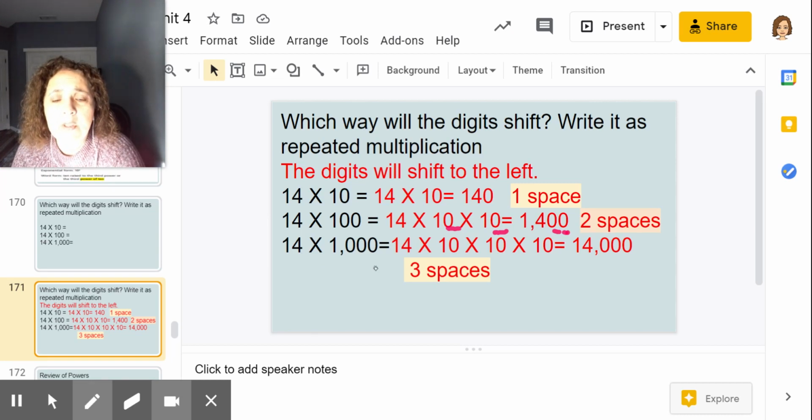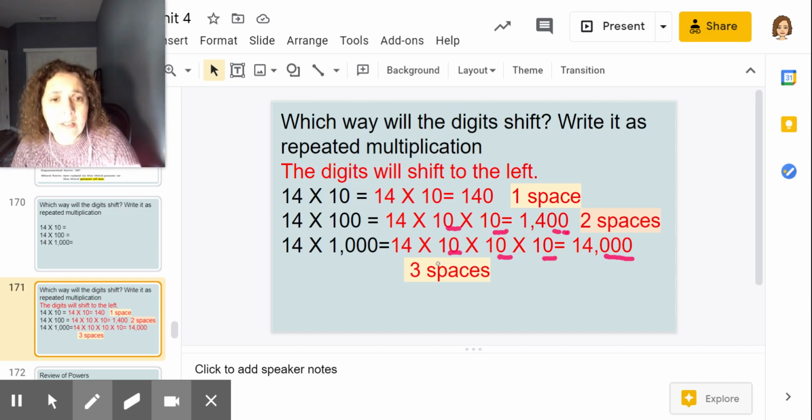14 times 1,000 is the same thing as 14 times 10 times 10 times 10. So it's going to be 14, and I have how many zeros? 1, 2, 3. I have my 3 zeros. That's going to make it 14,000. And how many places did it shift over? 3 spaces because I have 3 tens. So shifting over 3 place values, okay?